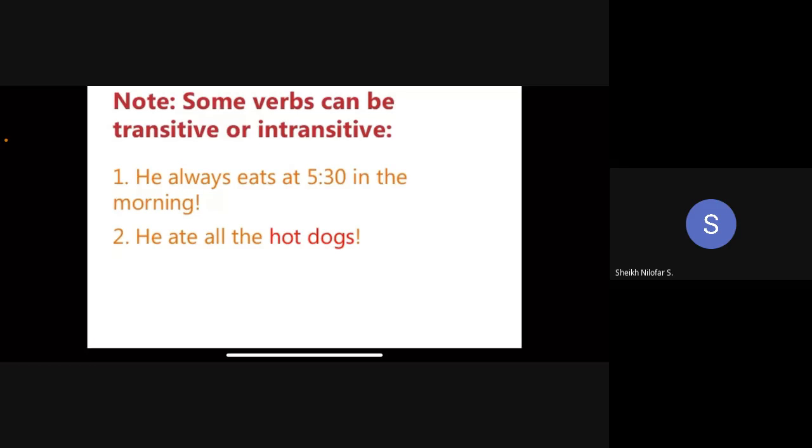What about the second one? He ate all the hot dogs. Ate is the verb, and hot dogs is the object, so it is a transitive verb. Yes, ate is the verb. Is it transitive? Yes. What did he eat? We get the answer: hot dogs.